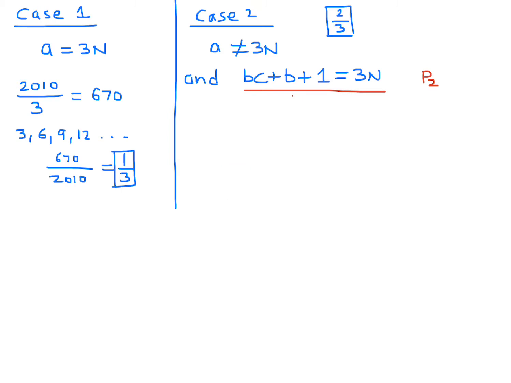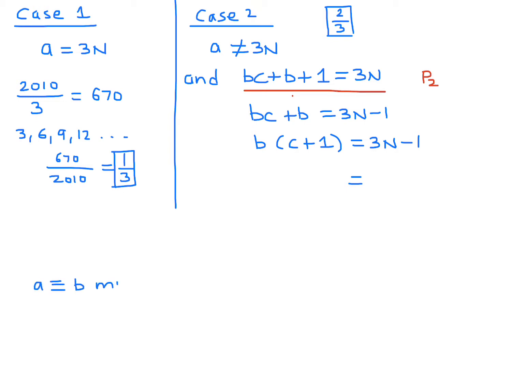Now BC plus B plus 1 equals 3n, right? So that means that BC plus B is equal to 3n minus 1. And I can factor out a B. B times C plus 1 is going to be 3n minus 1. Now we are going to use mod, and I'll explain what that means. It essentially means the following: if you have A is equivalent to B mod something, let's say mod n, that means A and B give the same remainder when divided by n.